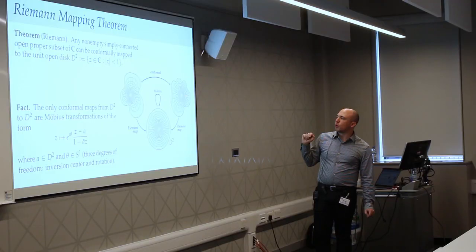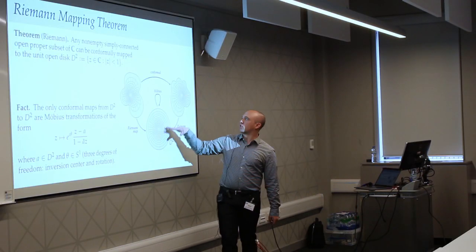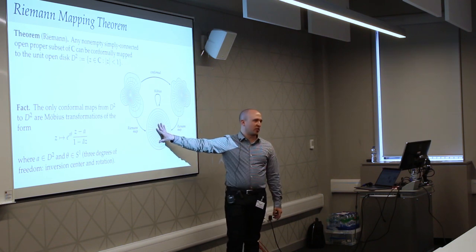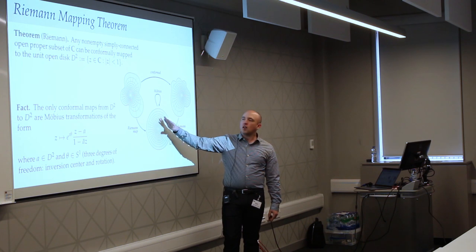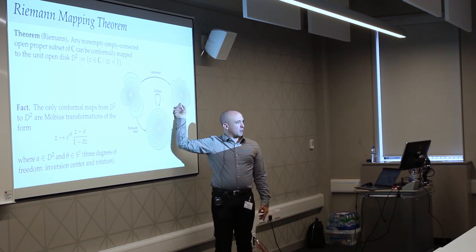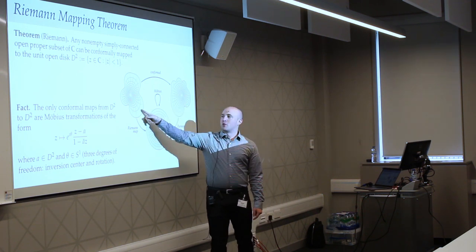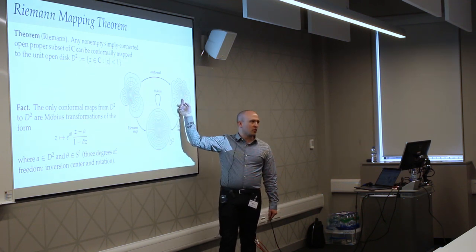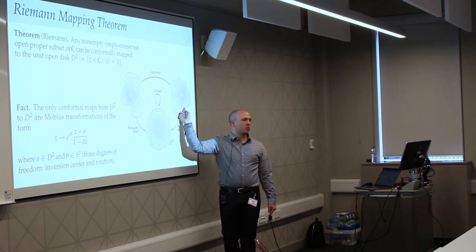And why is this a useful fact? Well, because I can map this blob to the circular disk and I can map this blob to the circular disk and any blob you throw at me, bam, I can map it to the circular disk. That means I can also map any blob to any blob conformally by just composing these maps. First go to the disk, then take the inverse. Composition of those two gives me a conformal map between two shapes.